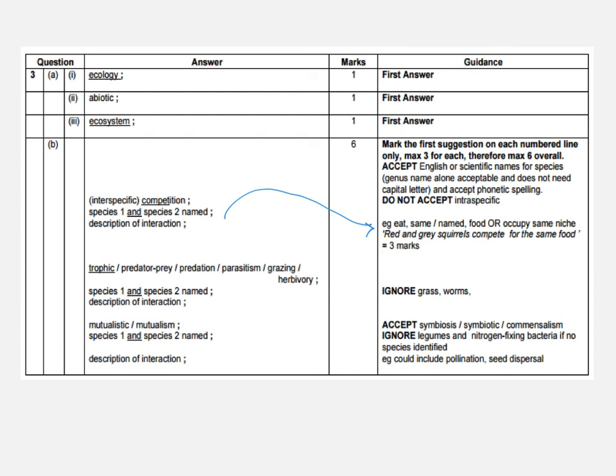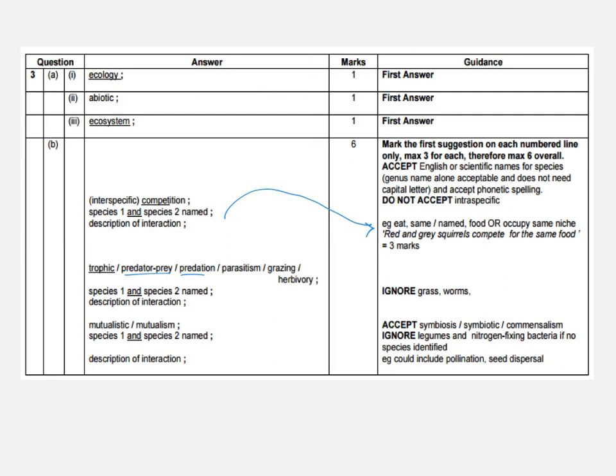You might have wanted to have something like predation or predator-prey interactions, which we've done today. You need to have, again, both species named and then the description of interactions. So the predator, the lion, hunts the gazelle. There you've got predators and prey involved, species 1 and 2 named, and then how they interact. So one is hunted, the other is the hunter.